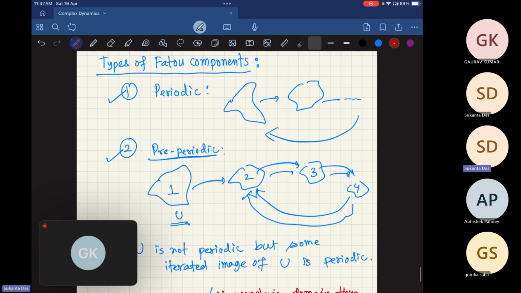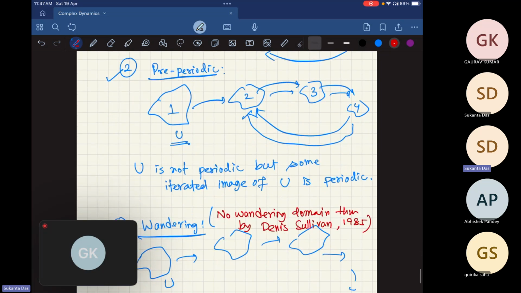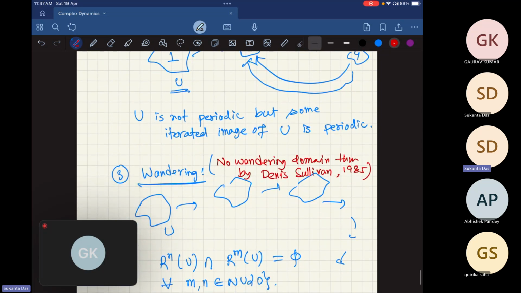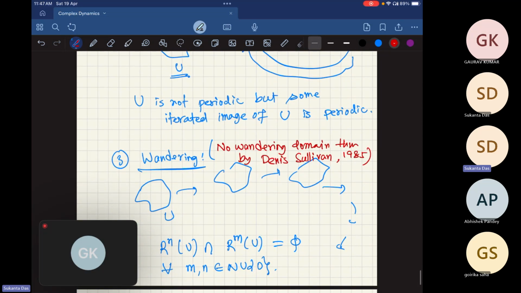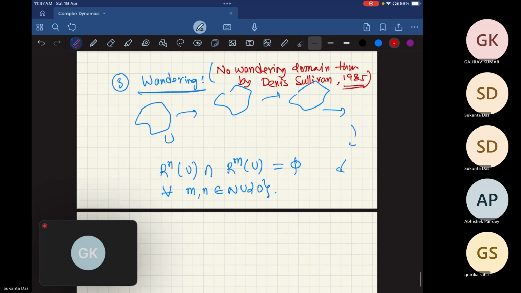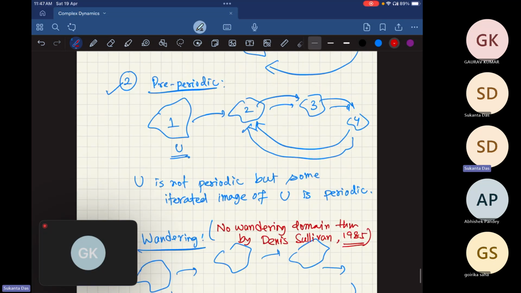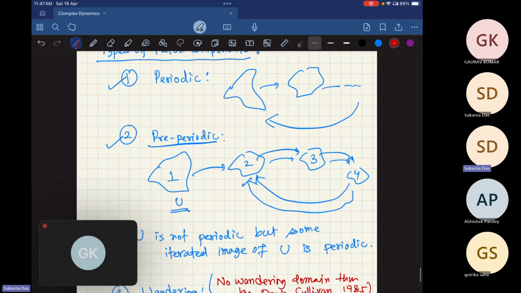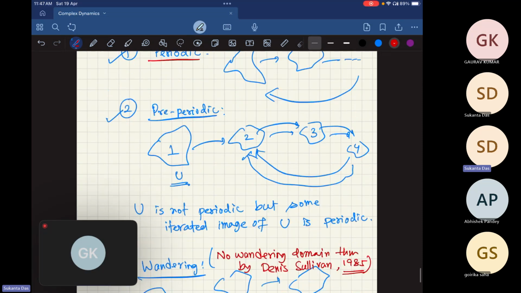exist for the transcendental case only. Till 1985, it was not known whether wandering domains exist or not. But once it was proved, it was a groundbreaking result by Dennis Sullivan. So these are the only two possible Fatou components, either periodic or pre-periodic, and that's it.